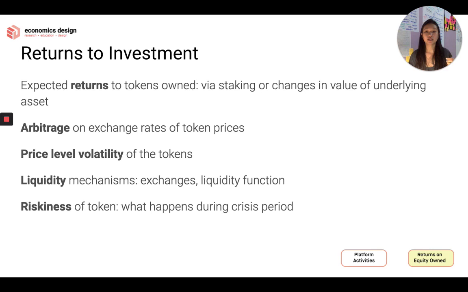You want to make sure that the tokens are not too risky, and that's why we talk about price level volatility. And lastly, we have liquidity mechanisms. Sure, we can have a lot of these beautiful engineering features of a token, but if your tokens can't be liquidated, as in your tokens can't be changed out to fiat or cash or something more user-friendly, then that's going to be quite a risk. It's going to be quite difficult to get your returns on the money that you put into this token.